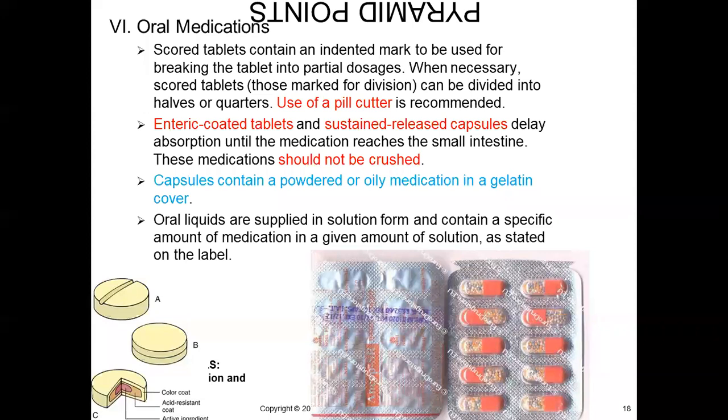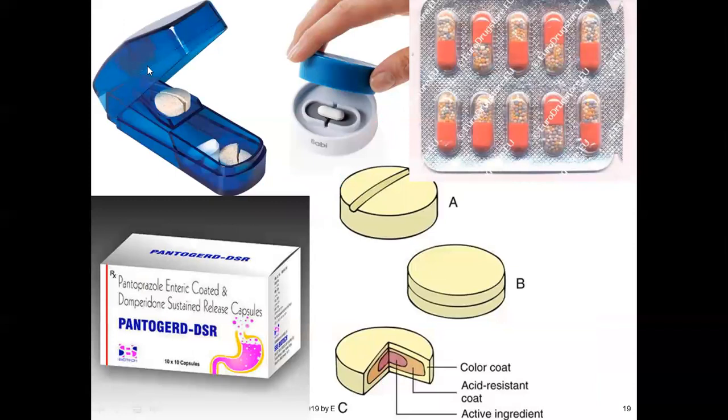So now here we can see the different forms of medication, like oral medication. Tablets contain a score mark to be used for breaking the tablet into partial doses if needed. When necessary, the tablet can be divided into halves or quarters. We must use the tablet cutter or pill cutter, which looks like this, right? We divide it into two.